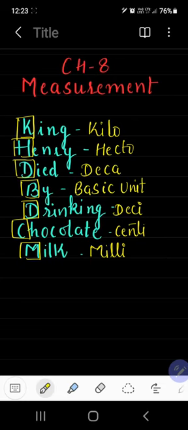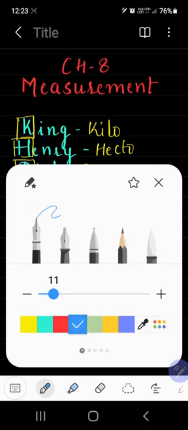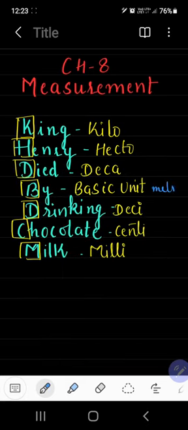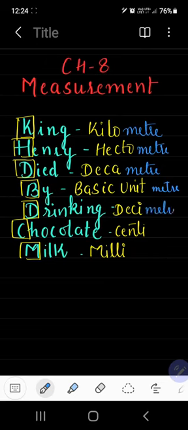Now coming to what is basic unit. Basic unit is the unit which you use to convert. For example, if I say my basic unit is meter, then the suffix that comes after kilo will be meter. So it will be kilometer, hectometer, decameter, meter, that is our basic unit. Then we have decimeter, centimeter and millimeter.